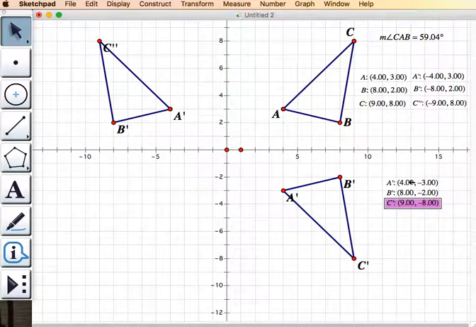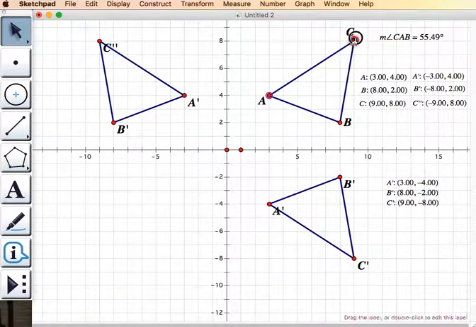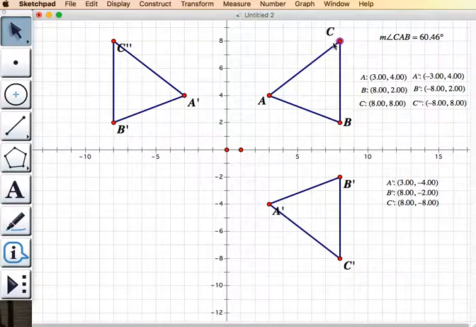You can see in this case, A has gone from 4.3 to negative 4.3, B from 8.2 to negative 8.2, and C from 9.8 to negative 9.8. So in these cases, as we've reflected across the x-axis, the y-coordinate has turned to be a negative number. So that's the pattern, and you can see as we change this triangle around that those relationships still are the same.